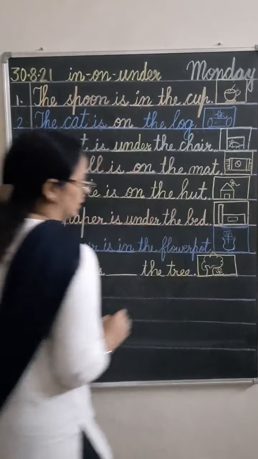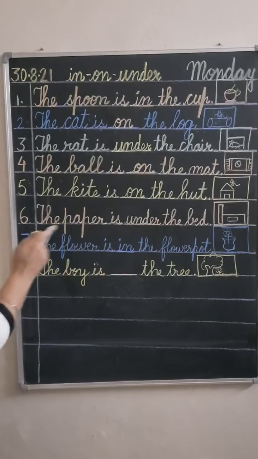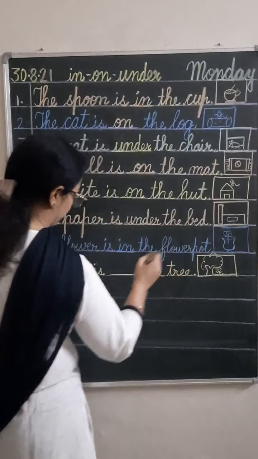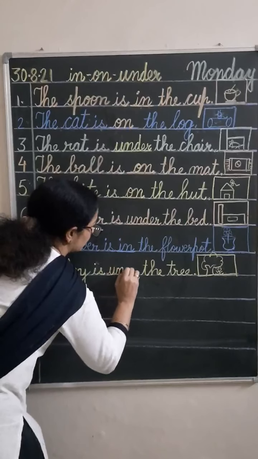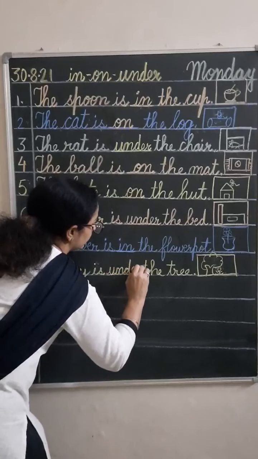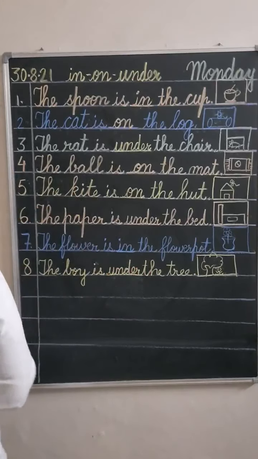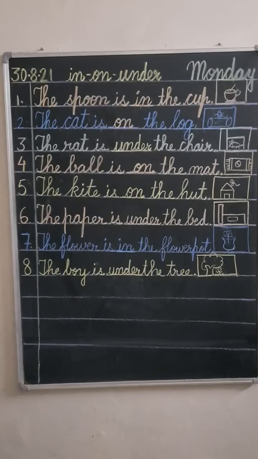Okay. Now tell me, where is the boy? The boy is standing under the tree, na? The boy is under the tree. Under the tree. So here we will fill under, UNDER. Yes beta. So आपको ऐसे ही प्रैक्टिस करनी है इन ऑन अंडर की. ओके, एक बार फिर से हम रिवाइज करते हैं अपना वर्क.